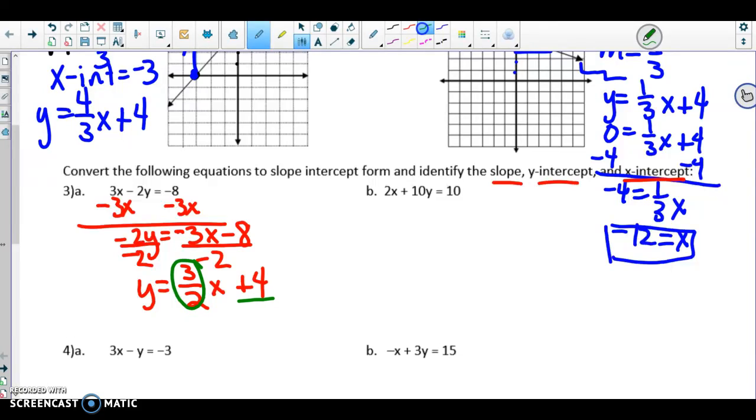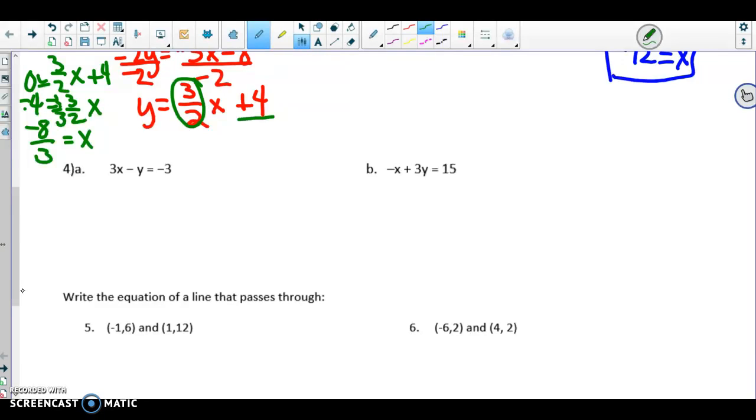My y-intercept is 4. My x-intercept, I have to plug in 0 for y. So I'd have 0 equals 3/2 x plus 4. So if I subtract 4, I have -4 equals 3/2 x. And then if I invert, so use the reciprocal and solve, I'd have -8/3 to get my x-intercept. Okay, because I'd have to multiply both sides by 2 over 3. So times 2 over 3 here, and we end up with 8 over 3, and one negative and one positive.